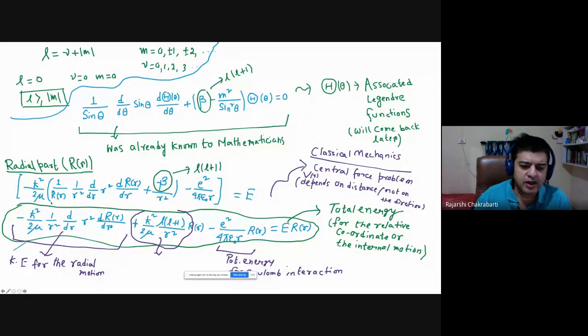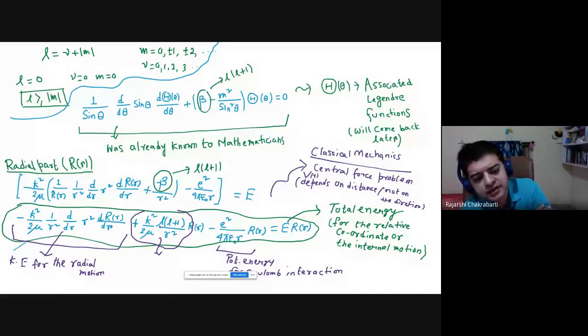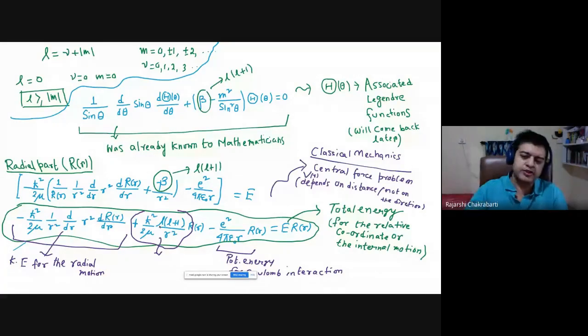And you will see that this is how the equation looks. This equation has one term, which is L into L plus 1 divided by R square of this constant. I told you that if you do the classical mechanics of the problem, it belongs to what is known as the central force problem, where your interaction potential depends only on R, with no theta or phi dependence. And for such a problem, the angular momentum is conserved.